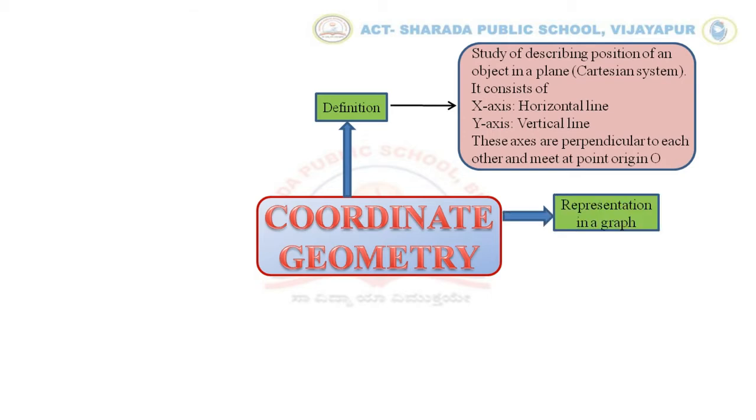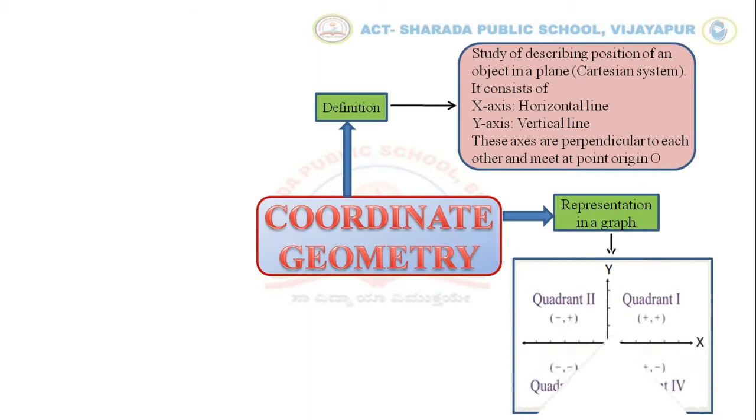Let us see the graphical representation. This is the x-axis, which is horizontal. This is the y-axis, which is vertical. These two are perpendicular to each other and meet at the point O.